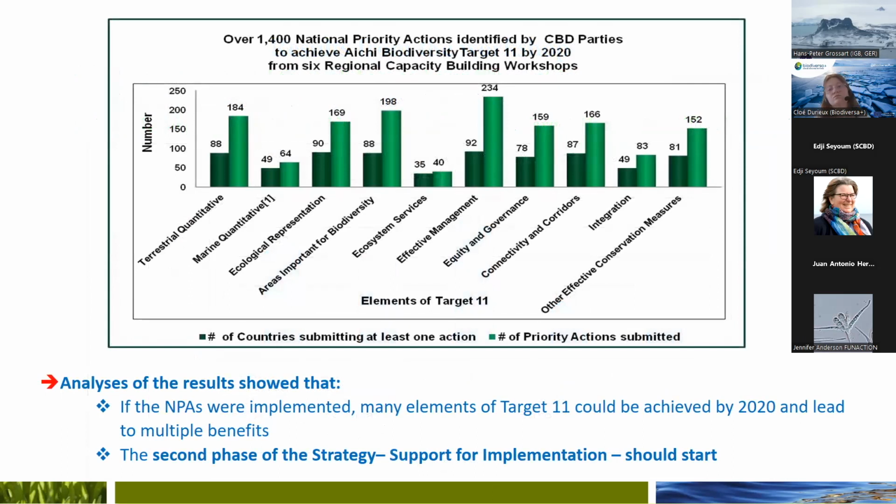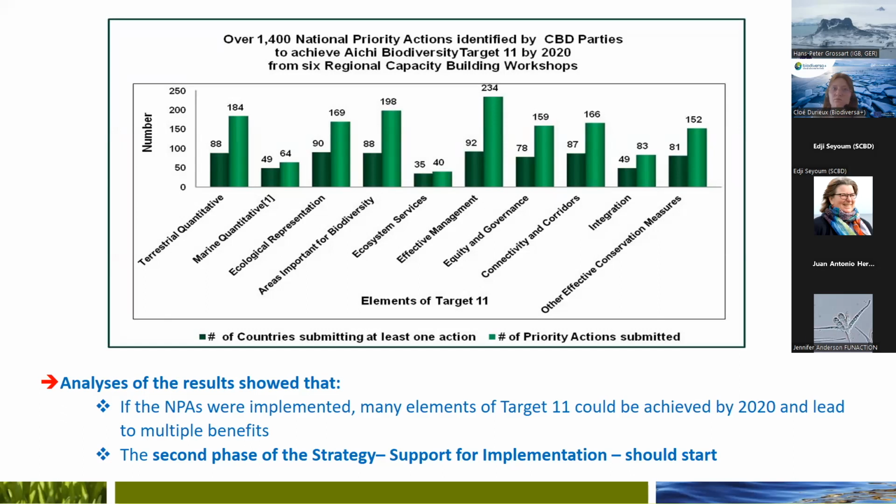Then we broke down the national priority actions by elements of Target 11. The highest number of actions identified was for effective management. They also expressed priority actions for other effective area-based conservation measures as well. So all were covered. When analyzing in detail the information that was submitted, we realized that if countries manage to implement the national priority actions on time, many elements of Target 11 will be achieved by 2020 and lead to multiple benefits to countries.